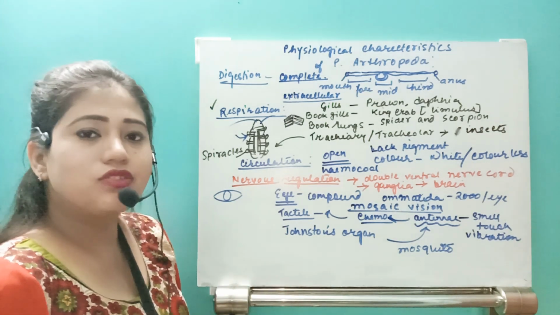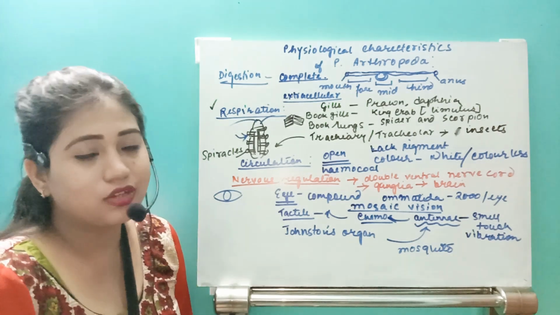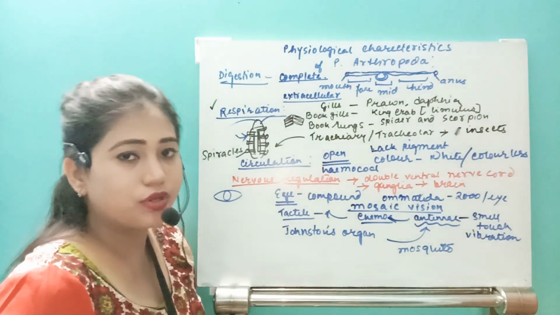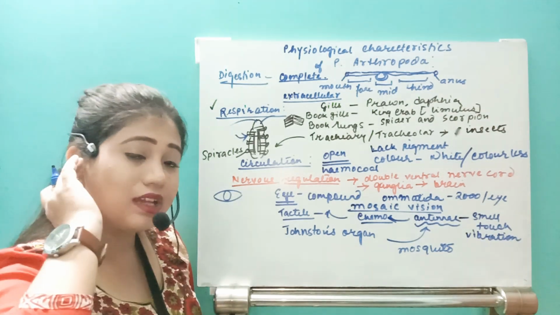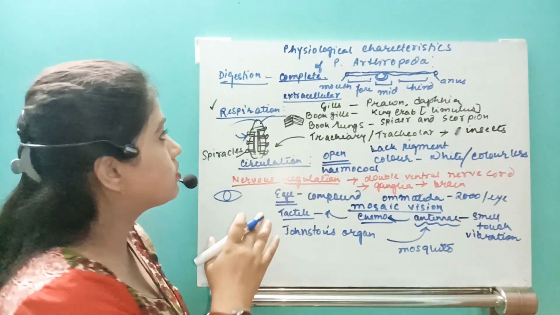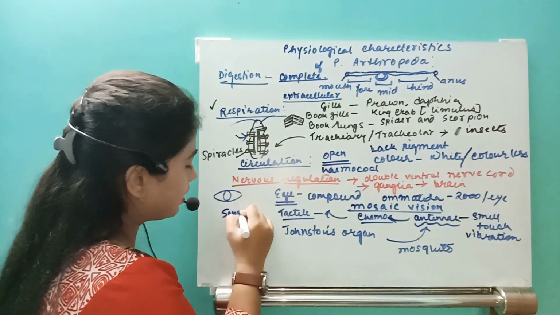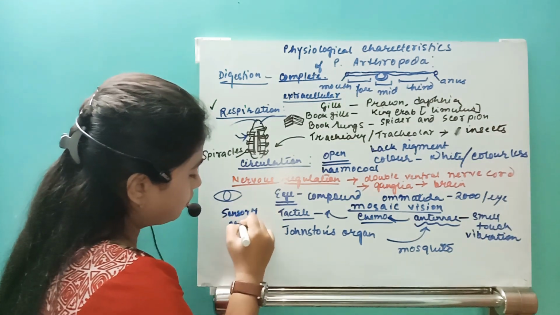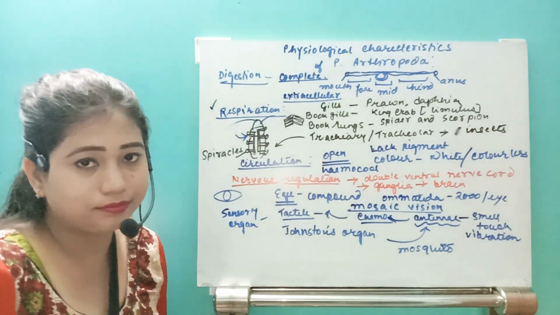So different varieties of sensory organs are present throughout the body. They will have the touch receptor or tactile receptor. They can smell, they can understand taste, they will also understand vibration. So this is the nervous regulation. They will have different sensory organs. So after that, let's move to the next characteristics.